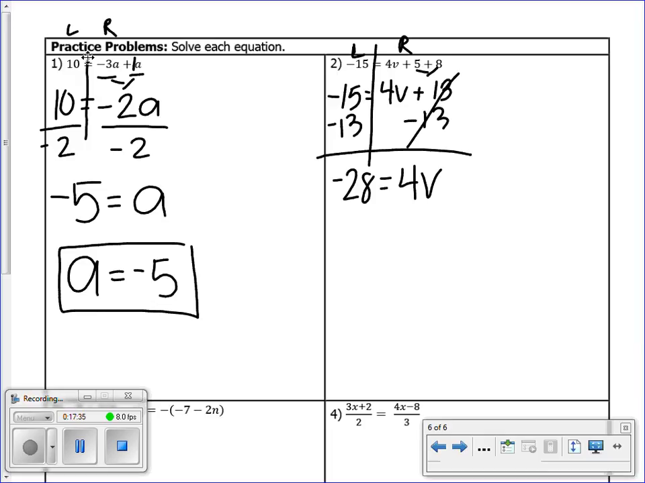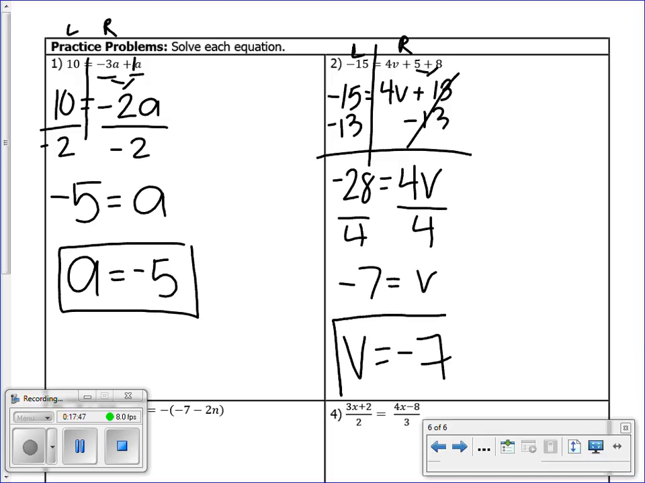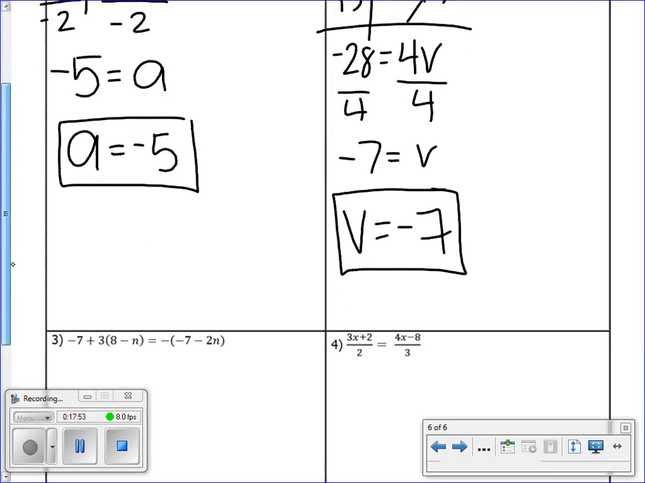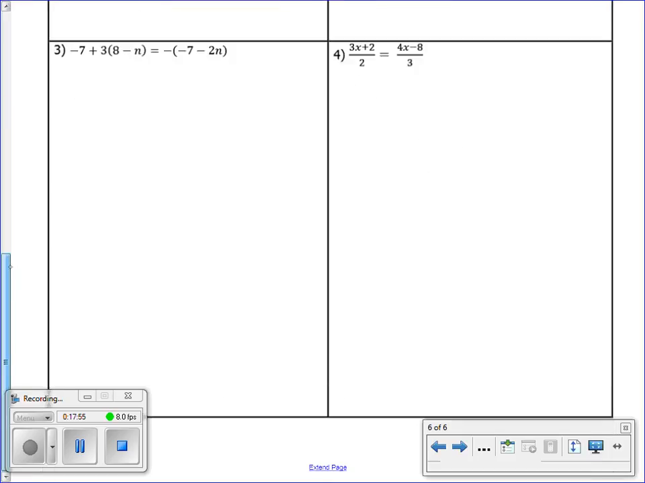And to get v all by itself, we divide both sides by 4. And we get negative 7 equals v. And then the symmetric property allows us to say v equals negative 7. So those ones are fairly easy. Now if we look at example 3, this is where it gets a little bit harder.